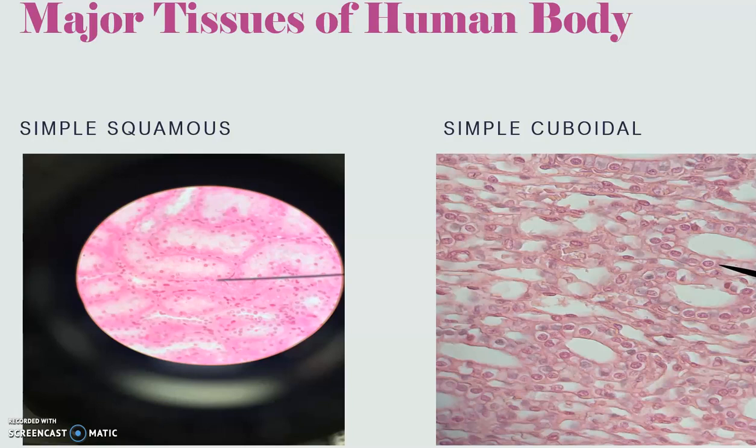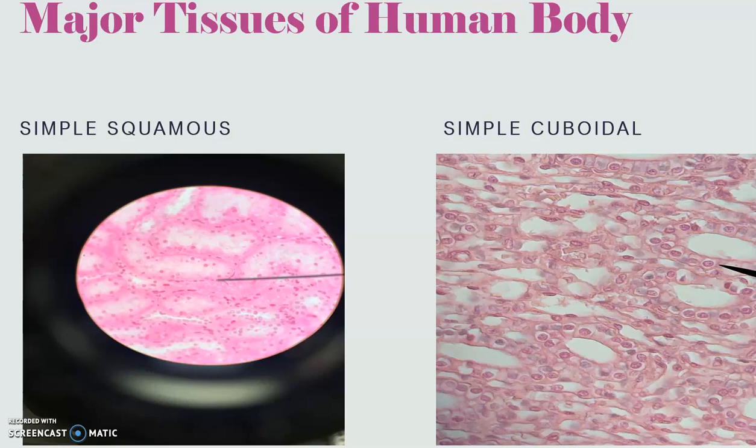There are four major tissues of the human body. They are epithelial tissue, connective tissue, muscle tissue, and nervous tissue. The two examples that you see on the slide are simple squamous and simple cuboidal, which will represent epithelial tissue, just two of many examples of epithelial tissue.